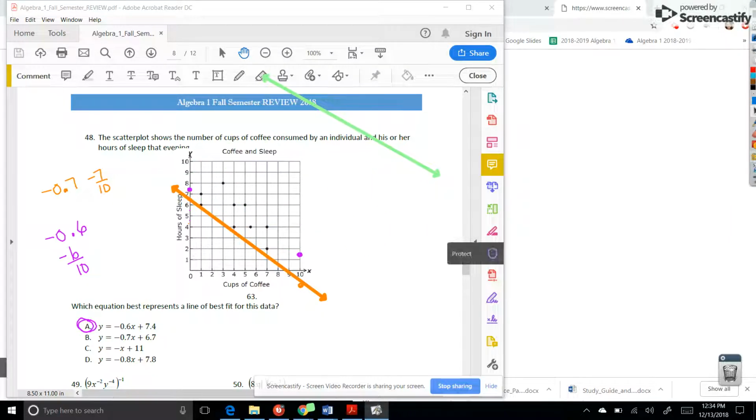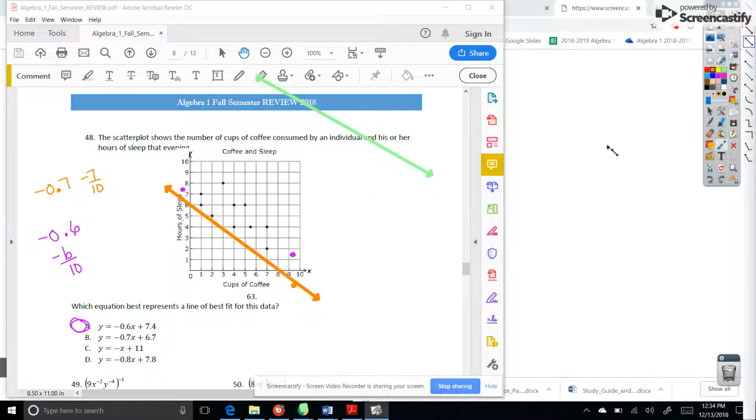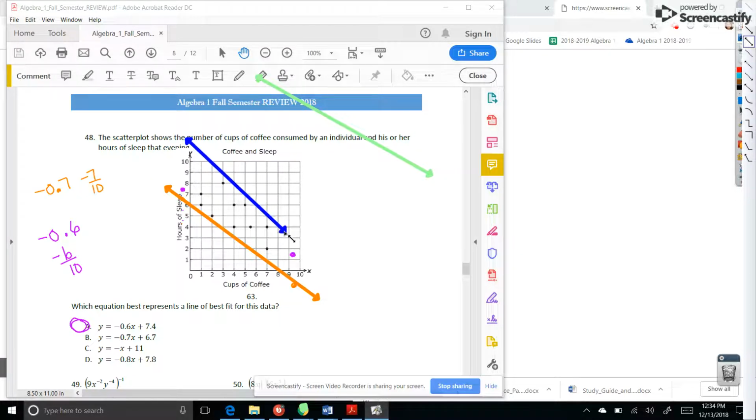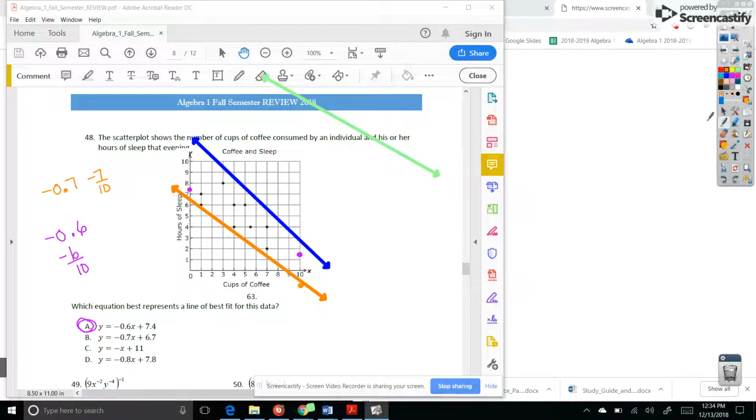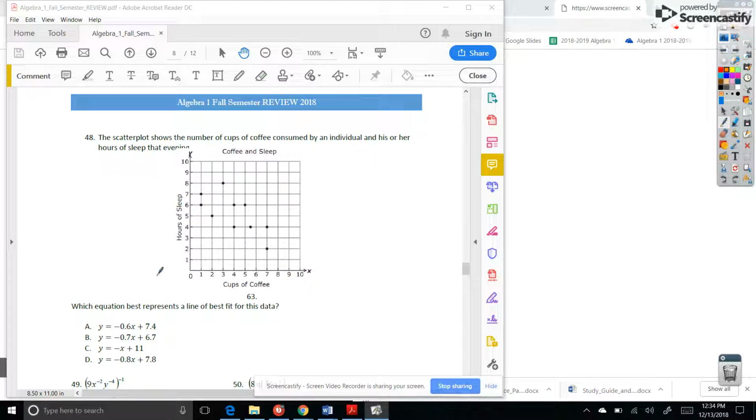Way too low. This next one is a slope of negative 1 starting at 11. So 11's about there. And then I want to go down 1 over 1, down 1 over 1. You can see that's not going to work. And then starting at 7.8, let me get rid of these other ones. Starting at 7.8 is about there.